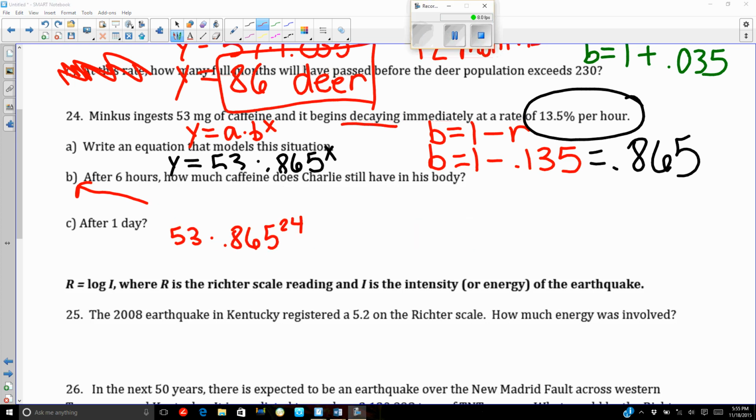For part C, you're going to insert 24 for your time value now, because 1 day, of course, is 24 hours. And then you insert that, and he's almost got no caffeine in his system after 24 hours, assuming he hasn't had any more coffee. I've got about 1.63 milligrams.